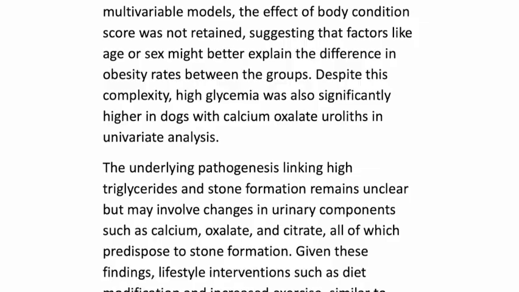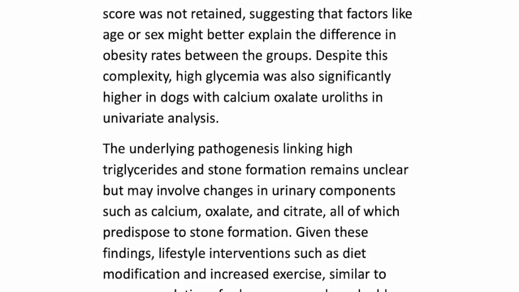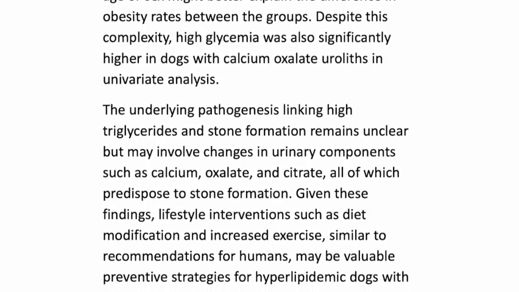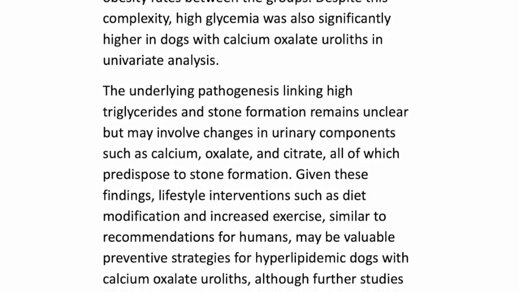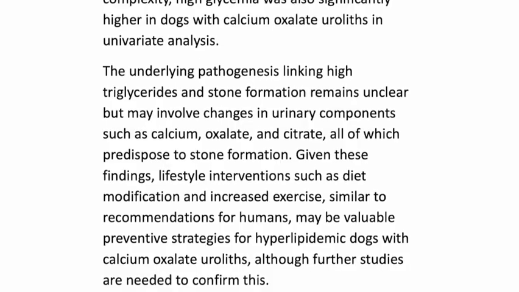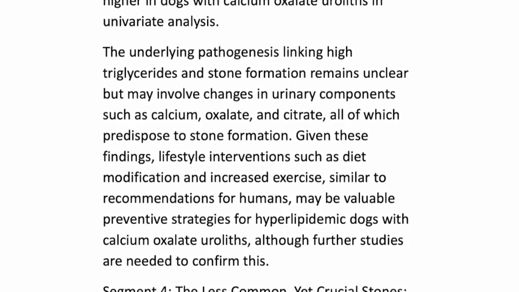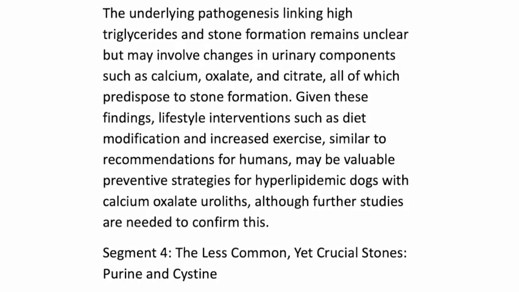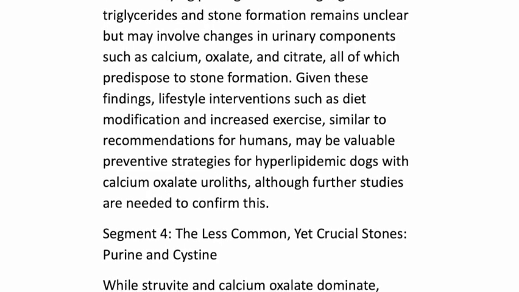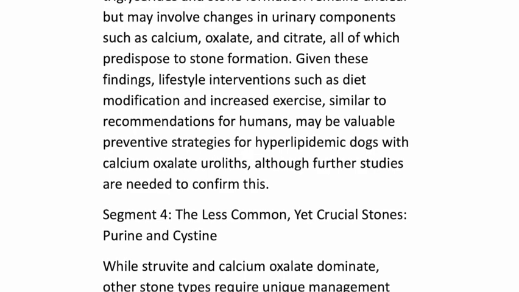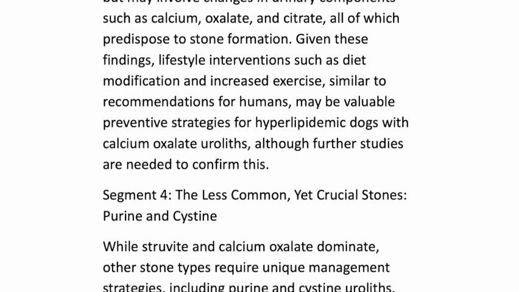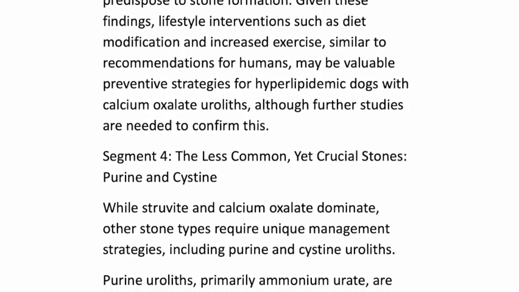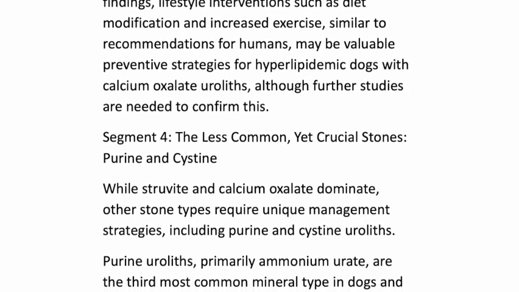Despite this complexity, high glycemia was also significantly higher in dogs with calcium oxalate uroliths in univariate analysis. The underlying pathogenesis linking high triglycerides and stone formation remains unclear, but may involve changes in urinary components such as calcium, oxalate, and citrate, all of which predispose to stone formation. Given these findings, lifestyle interventions such as diet modification and increased exercise, similar to recommendations for humans, may be valuable preventive strategies for hyperlipidemic dogs with calcium oxalate uroliths, although further studies are needed to confirm this.